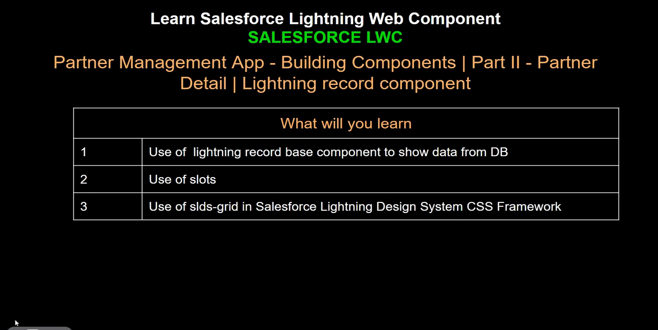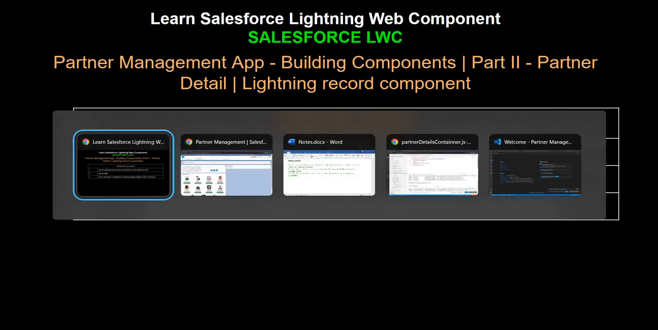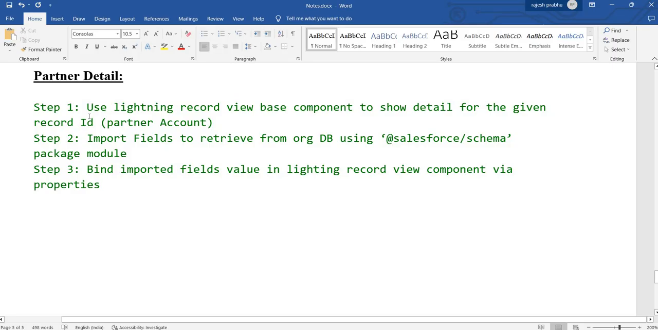All right, let's quickly look at the design of partner detail. We will be using a Lightning record based component in this. We're building this component to bring data from the database. We will also use slots in Lightning Web Component. We will also use SLDS class. So here you can just see the high level design steps.